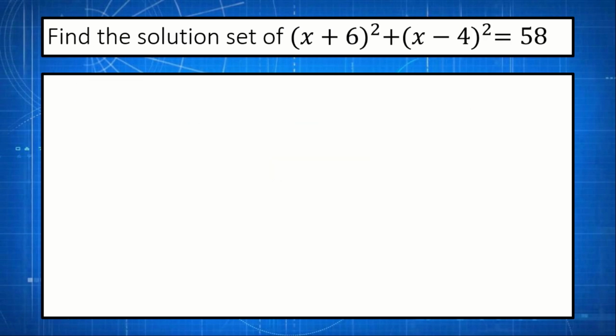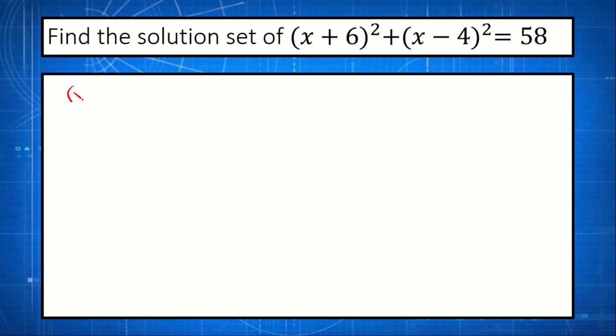Okay, let's proceed with our last example. Find the solution set of the quantity x plus 6 squared plus the quantity x minus 4 squared is equal to 58. If you still remember in our review a while ago, we discussed how to square a binomial. So in this case, we will apply it in our last example.